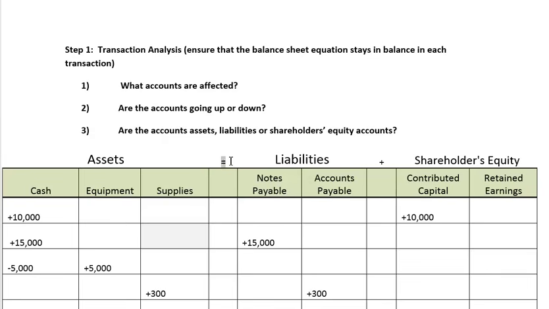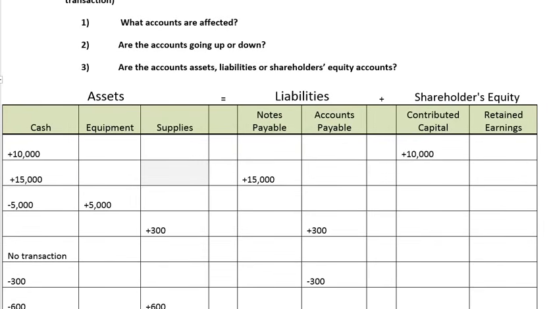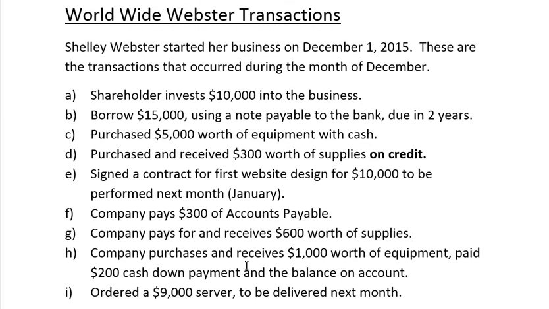So again, we see that the left-hand side, the asset side, went up by $15,000, and the right-hand side, the liabilities, went up by $15,000. So that means assets went up by $15,000, liabilities went up by $15,000, so our balance sheet equation is in balance. Now let's look and see what happened with the other transaction, which is C.